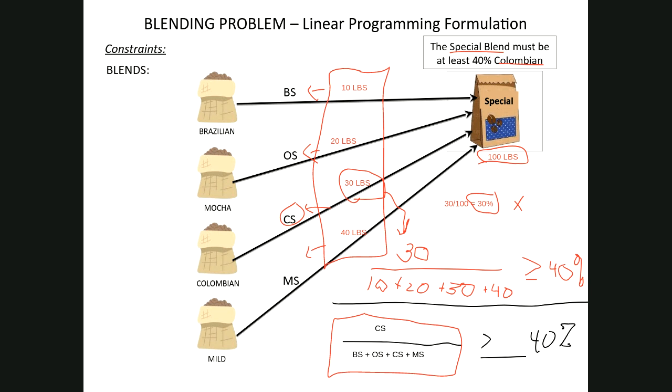different constraints to model. We've got at least 30% of the special needs to be mocha. For the dark, it has to be at least 60% Brazilian, but less than 10% mild. And for the regular, it has to be less than 60% mild, and also at least 30% Brazilian. So there are 6 of these different blending constraints that we have to address. But if you get the relationship for just this one, then you can easily go through and convert the other requirements into those 6 constraints. So let's look one step forward.